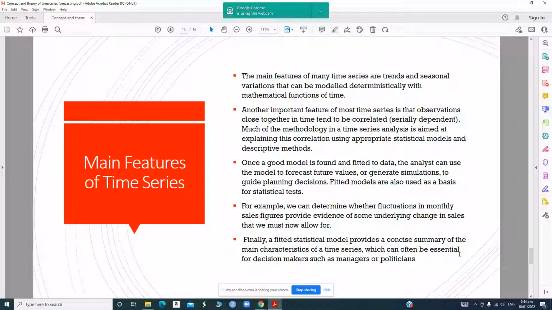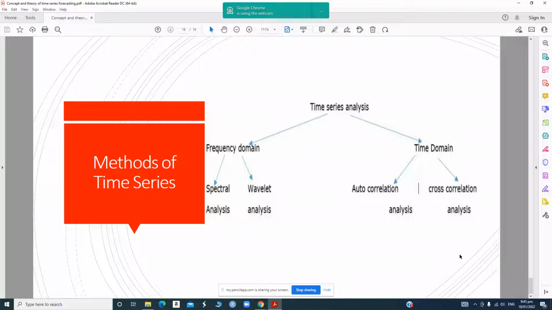Then we can use the model to forecast future values or generate some simulation in order to guide our decision plans. So finally, a fitted statistical model provides a concise summary of the main characteristics of a time series, which can often be essential for decision makers, such as managers and politicians.